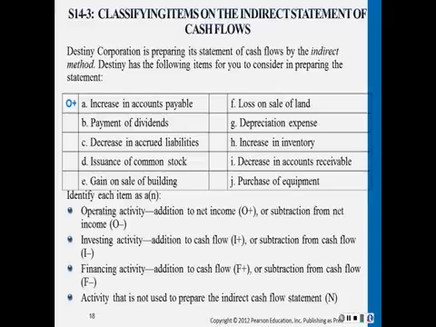Payment of dividends is a minus in financing activity, or cash out. Decrease in accrued liabilities is a decrease in operating activity. Issuance of common stock is an increase in financing activity. Gain on the sale of building is a decrease in operating activity. Loss on sale of land is an increase in operating activity.